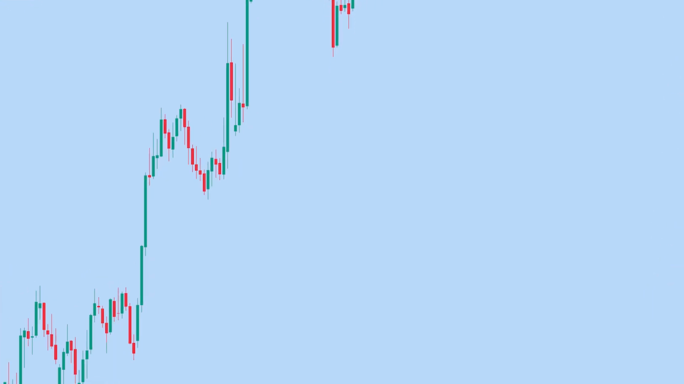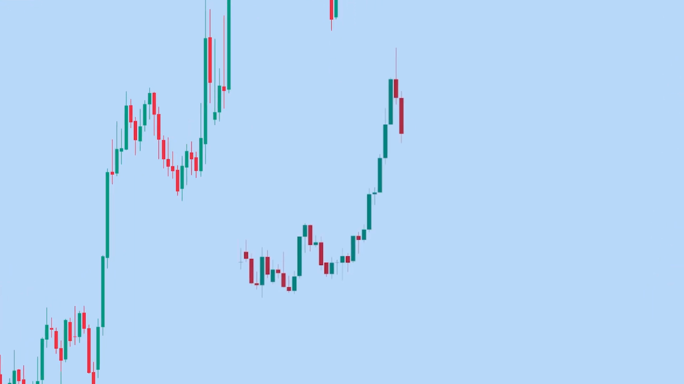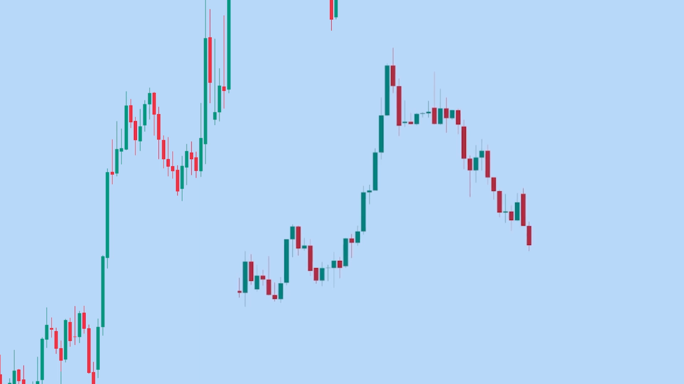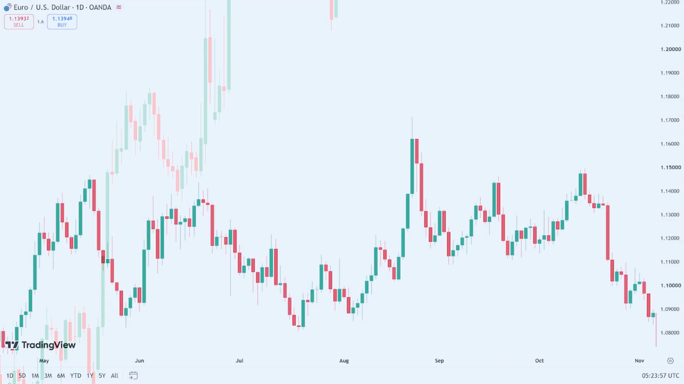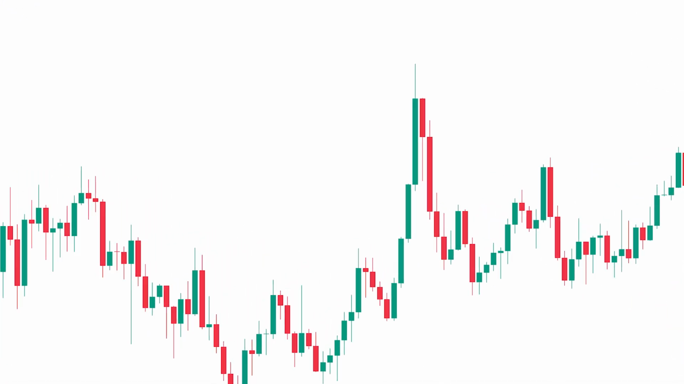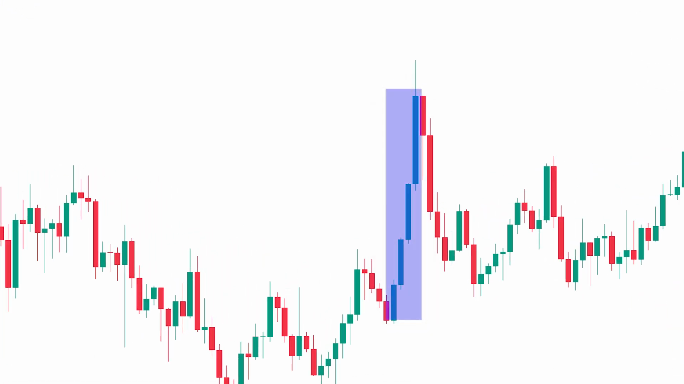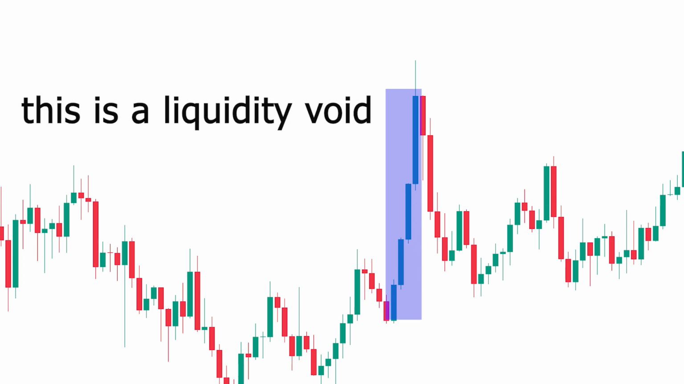Have you ever noticed how price sometimes explodes through the market without slowing down? Then months later, it suddenly comes back to the exact same area. Most traders think that's just another pullback. It isn't. What you're looking at is often the footprint of an imbalance that the market never fully dealt with. This is called a liquidity void.